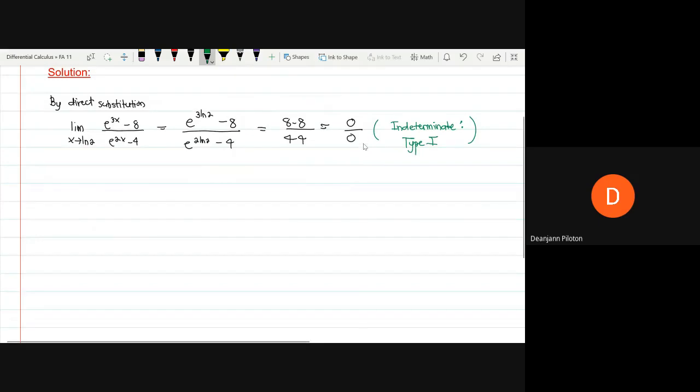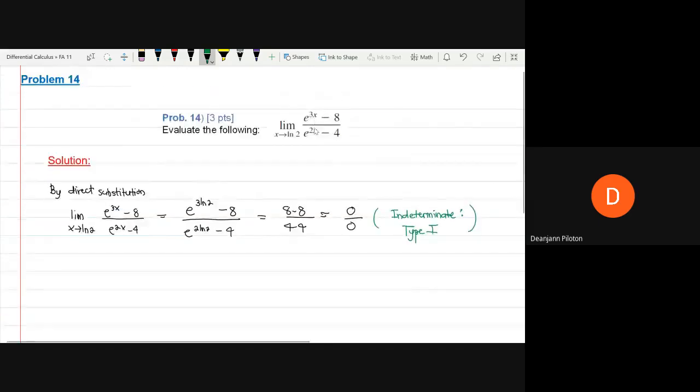Kung naka-indeterminate type 1, 0/0, na-discuss na to, so kung wala pa tayo nag-discuss ng LHR, pwede ka mag-algebraic manipulation, no? So, pwede mo na siya i-break down using the formulas like a raised to 3 minus b raised to 3, and a raised to 2 minus b raised to 2. Kaning 4, pwede mo ma-express as 2 raised to 2. Kaning 8 as 2 raised to 3. Diba? Kailangan lang is kabalo ka sa formulas aning duha na ma-express mo siya into its factored form.